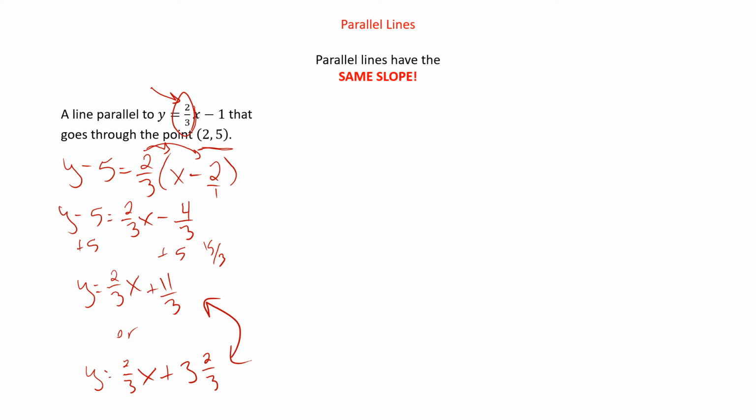And so that's how we write an equation of a parallel line. We just get the slope that it already gives us, and we use the point, and then we do what we've already done. So why don't you guys try one?